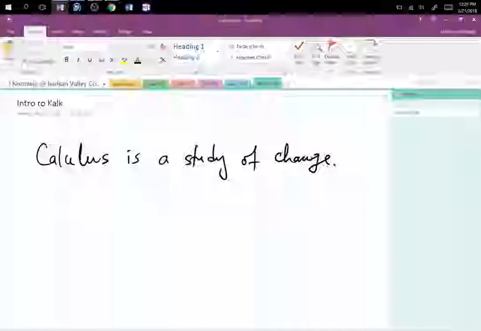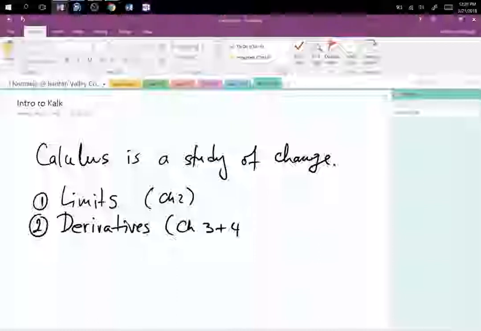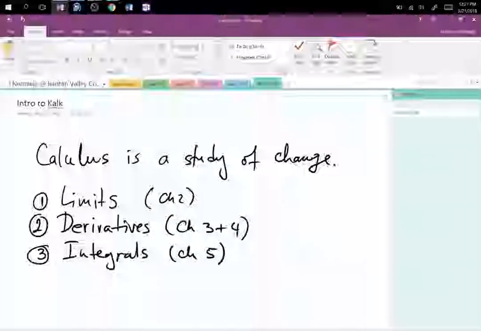So we know that calculus consists of three main parts. We have limits, which for us is going to be chapter 2. And then derivatives, which is chapters 3 and 4. And then integrals, which is chapter 5, but then also chapters 6 and 7 in Calc 2. So calculus consists of these three.